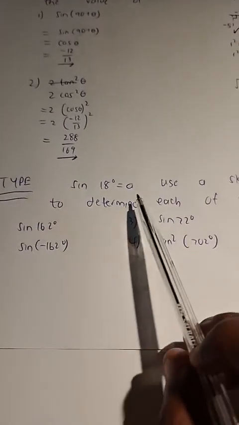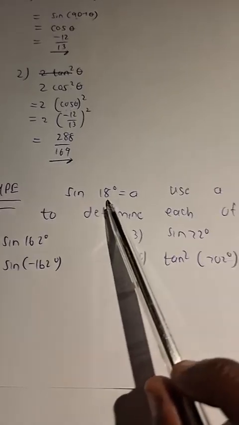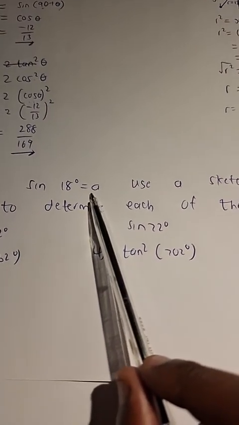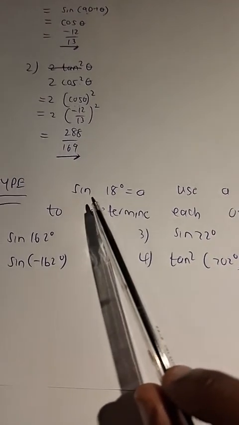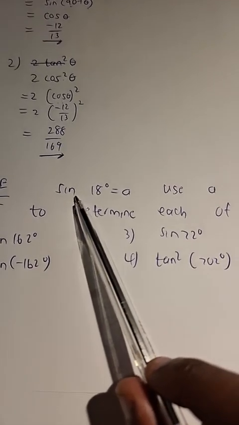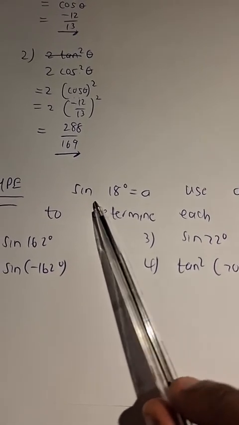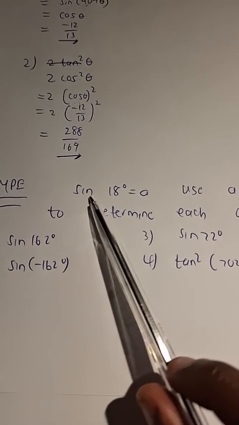Okay, so let's look at this again. Sine 18 degrees is equal to a. Kylie, you need to hang on, brother. I'm coming to those things, but you need to hang on.